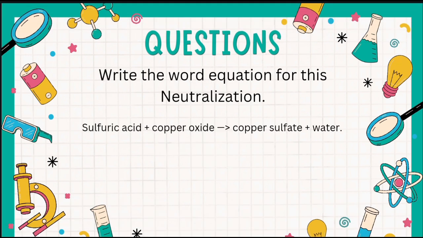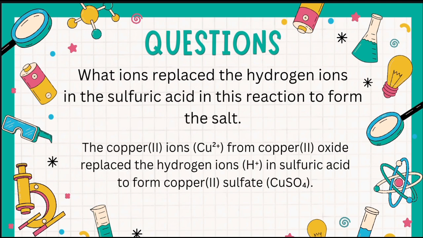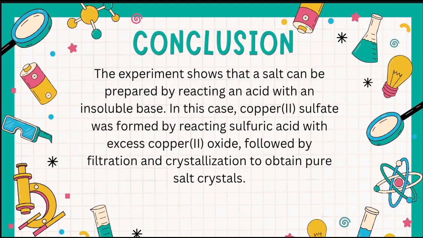Question number 4. Write the word equation for this neutralization. Sulfuric acid plus copper oxide equals copper sulfate plus water. The last question: what ions replace the hydrogen ions in the sulfuric acid in this reaction to form the salt? The copper ions from copper oxide replace the hydrogen ions in sulfuric acid to form copper sulfate.